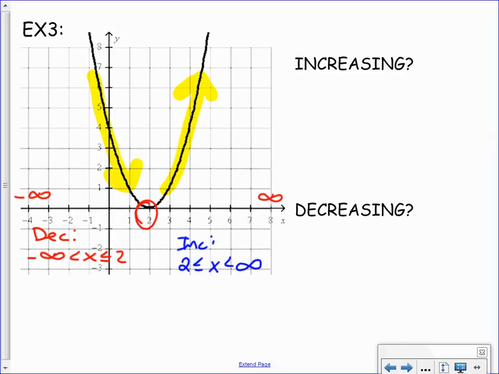So let's clean it up. For my increasing, 2, and decreasing, so you write that. Draw all over the graph, and that way you have a clean set.